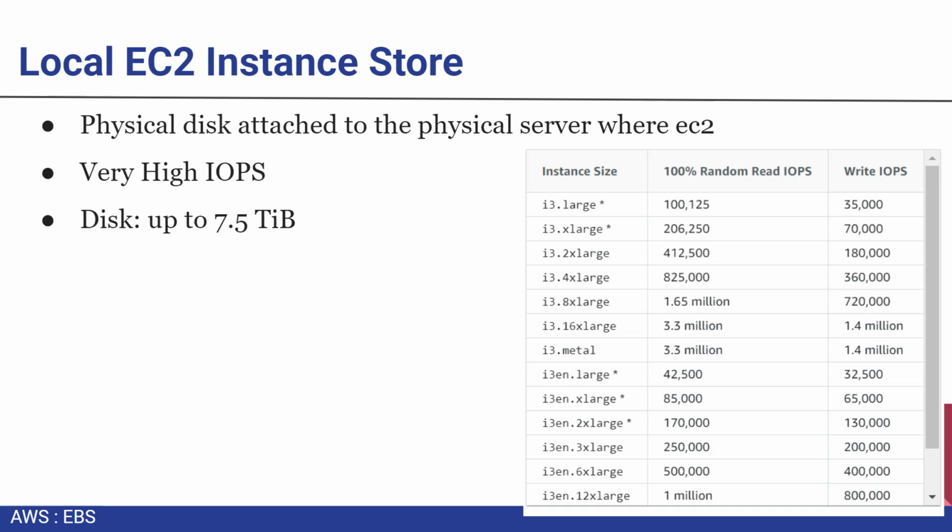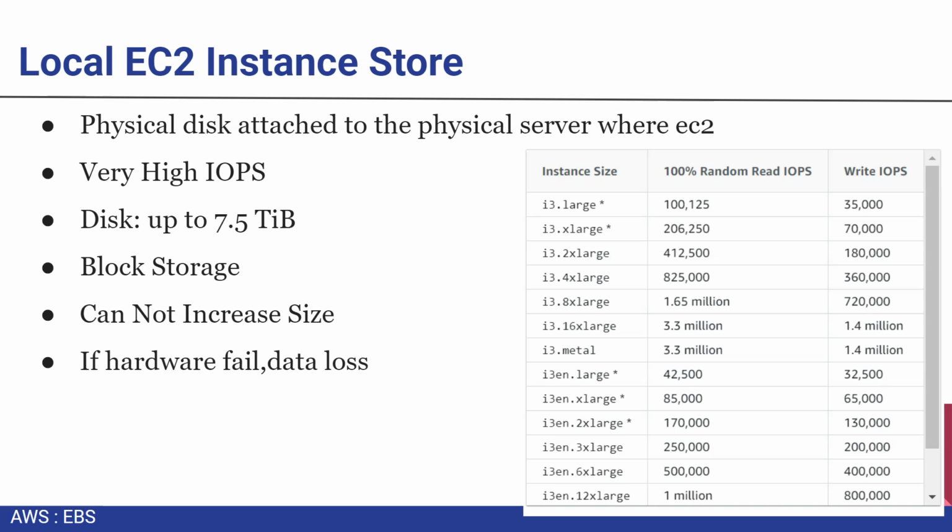You can have disks up to 7.5 TB, and AWS is gradually increasing the size continuously. It's a block storage, the same as EBS, but it's a physical drive. You cannot increase the size, as we discussed. You cannot change the size of your volume.